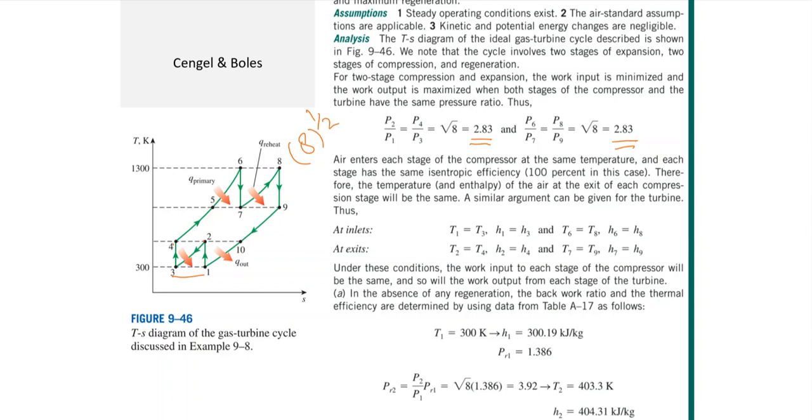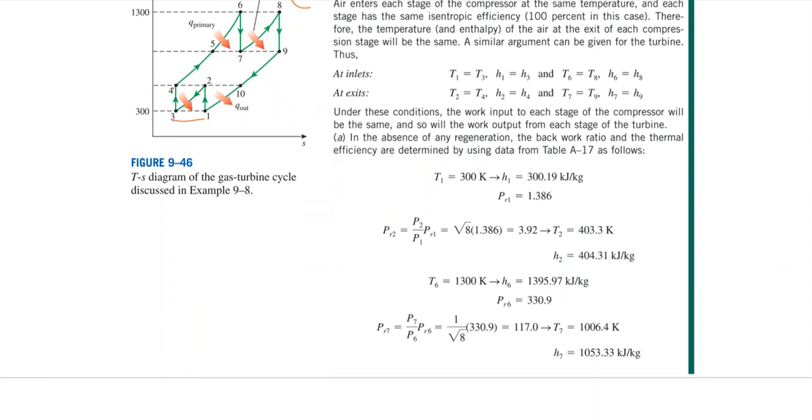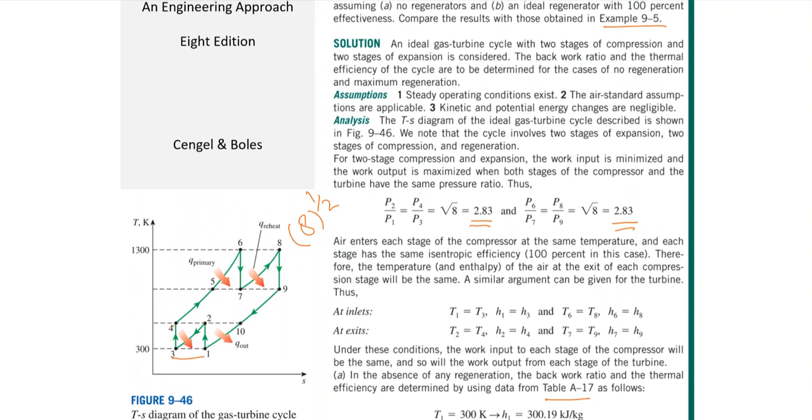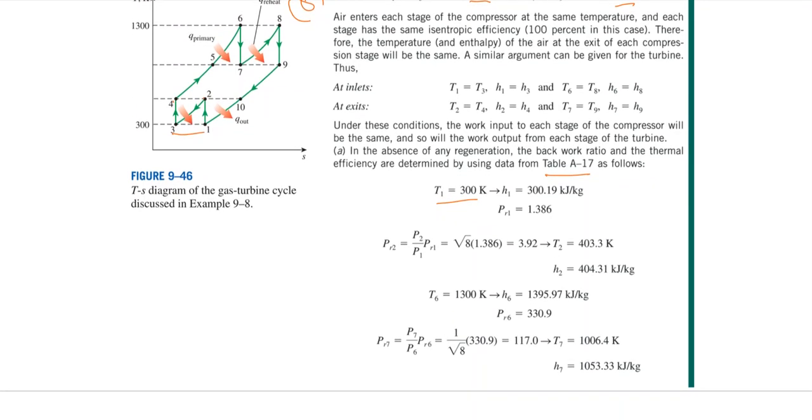Now, using the A table, which we have previously used in lecture number 8, T1 is equal to 300 Kelvin. From table A17 in Cengel, or if I'm using the Moran and Shapiro table, that would be A22. So the enthalpy at 300 Kelvin would be equal to 300.19, and the pressure ratio at state 1 would be equal to 1.386.